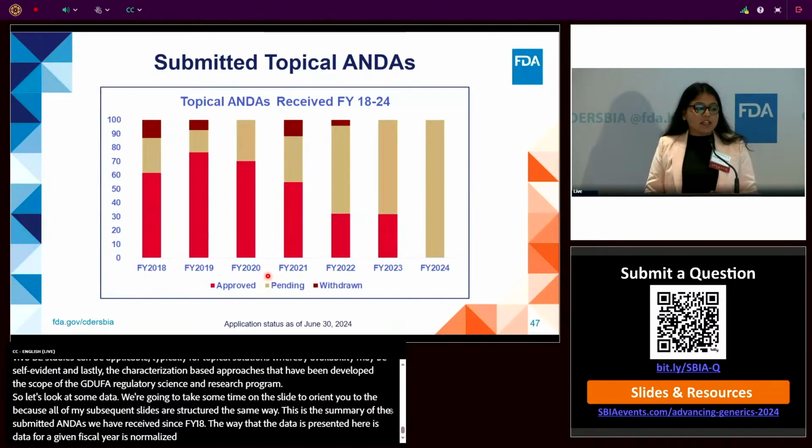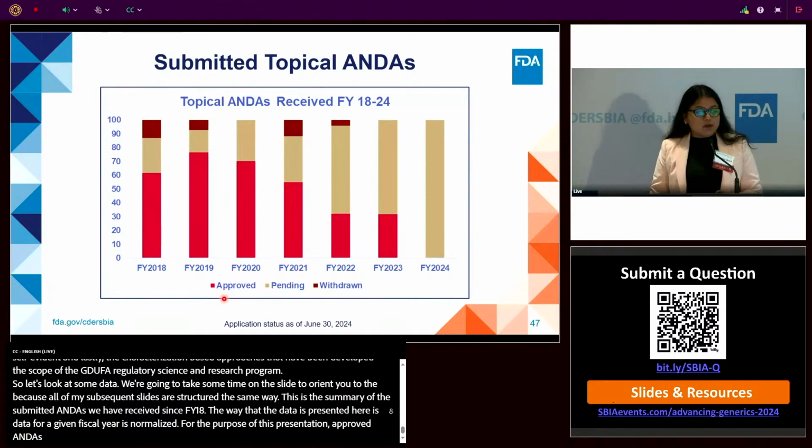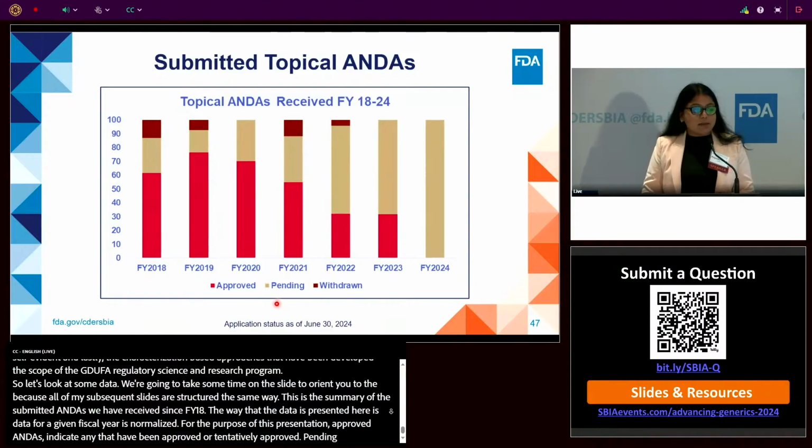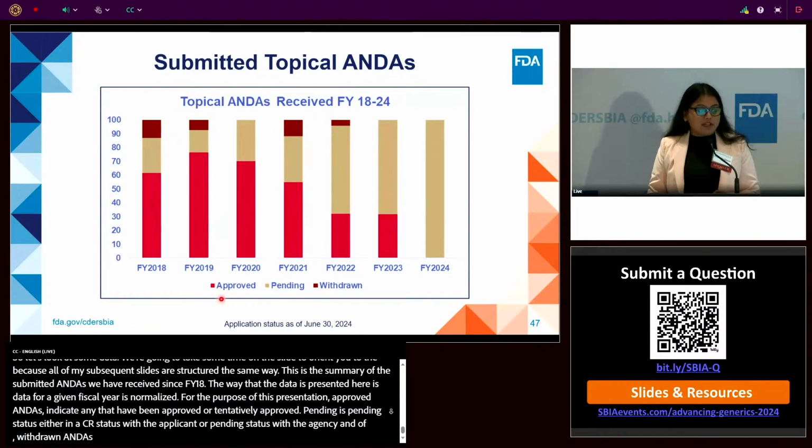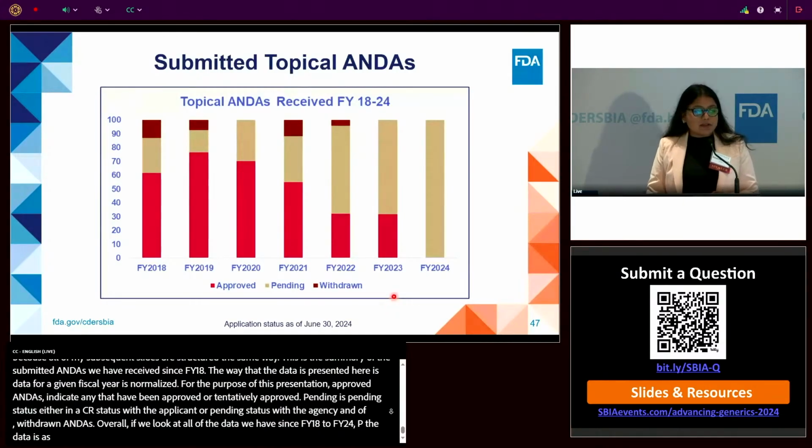For the purposes of this presentation, approved ANDAs indicate any ANDA that has been approved or tentatively approved. Pending ANDAs indicate any ANDA that is in pending status, either in a CR status with the applicant or in pending status with the agency, and of course, withdrawn ANDAs. So overall, if we look at all of the data that we have since FY18 till FY24, the data is as of June 30th of 2024, we see about 55 to 57% of the ANDAs that we have received during this time for topical products applied to the skin have already been approved.